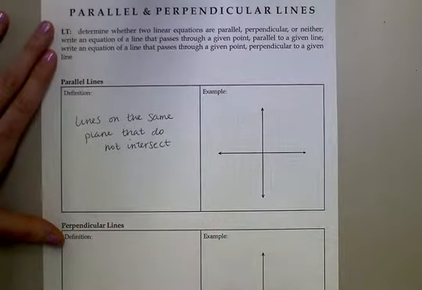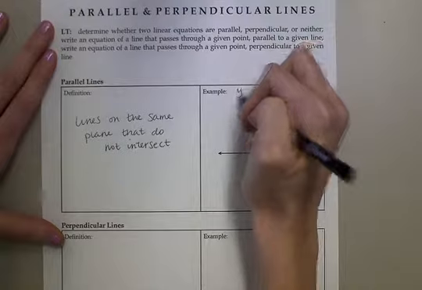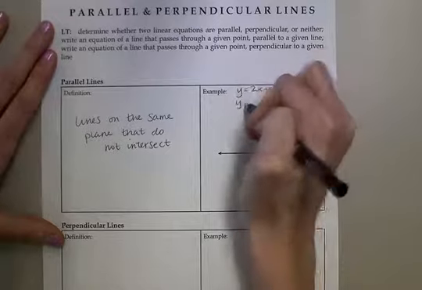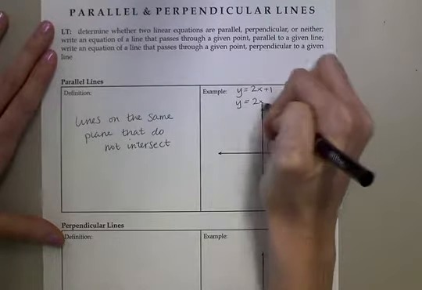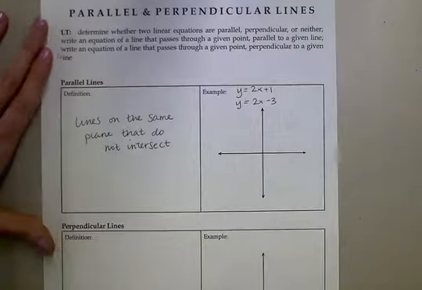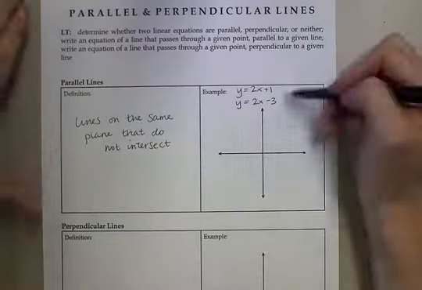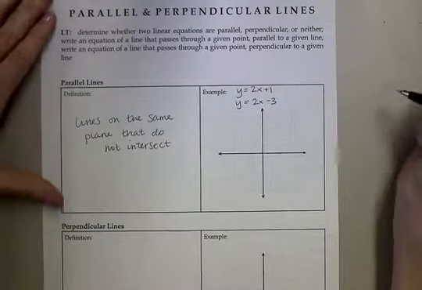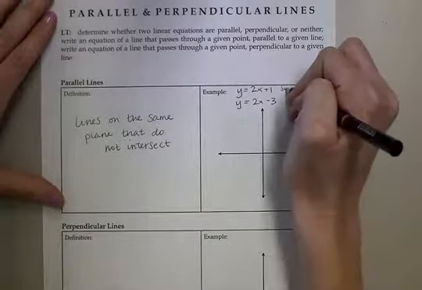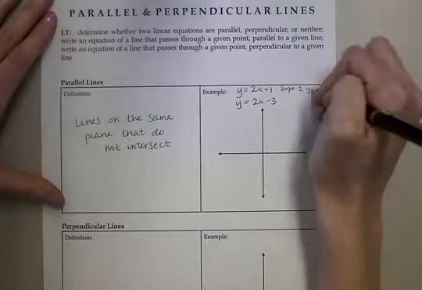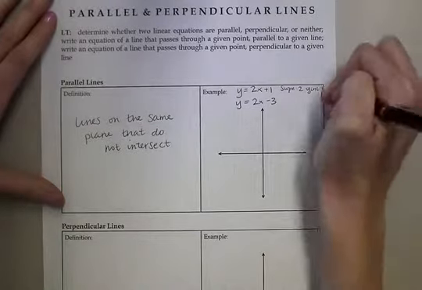All right, so here's our example. Our first equation will be y equals 2x plus 1, and our second equation will be y equals 2x minus 3. So let's go ahead and graph these two equations, and we'll see how they look, and we'll talk a little bit about their slopes. To graph our equations, we'll notice first that both equations are already in slope-intercept form. So the slope of our first equation is 2, and the y-intercept of our first equation is positive 1.